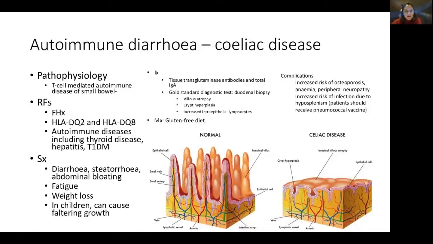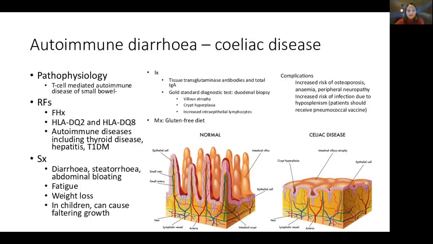You diagnose it initially with tissue transglutaminase antibodies and also total IgA, because in some patients, if you don't measure the IgA, you may get a false negative result because they might have low levels of IgA, they have IgA deficiency. So you have to compare the level of tissue transglutaminase antibodies to their baseline level of IgA. Otherwise, you don't get an accurate result. So you have to do those paired tests.